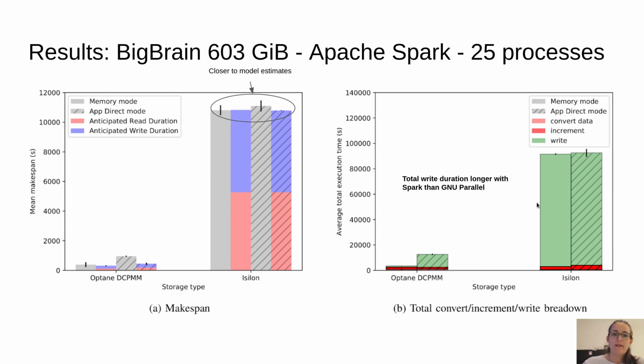And then, same dataset, 25 processes with Apache Spark. We noticed that Spark is actually closer to the results for Lustre, they appear to be closer to the model estimates. And when we looked at the breakdown, we noticed that the total write duration was longer with Spark than with Nighres parallel.